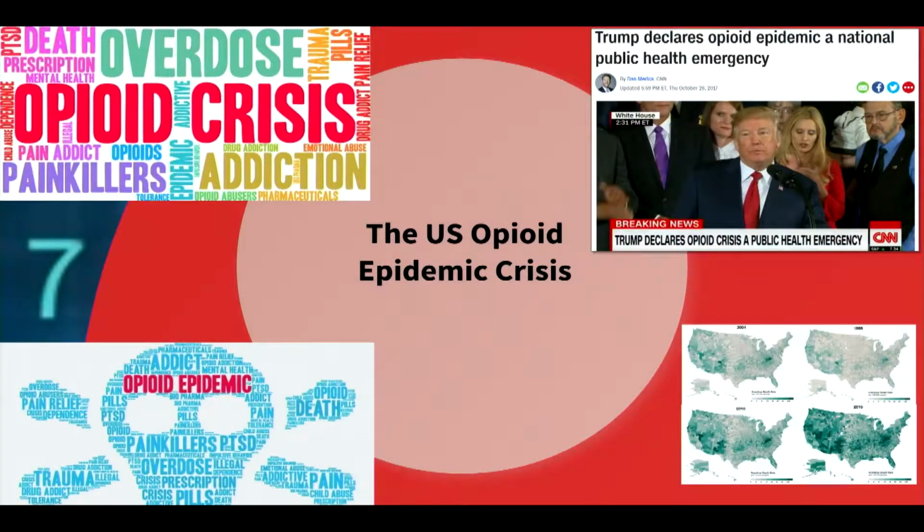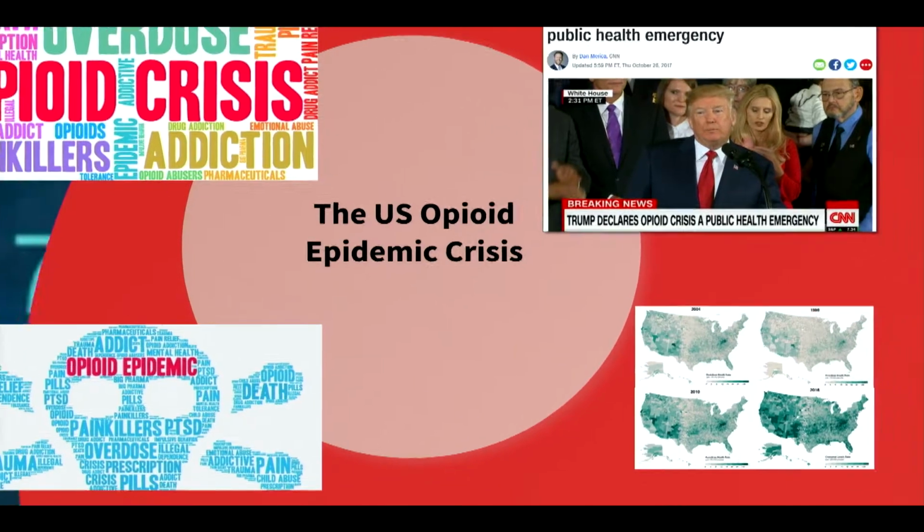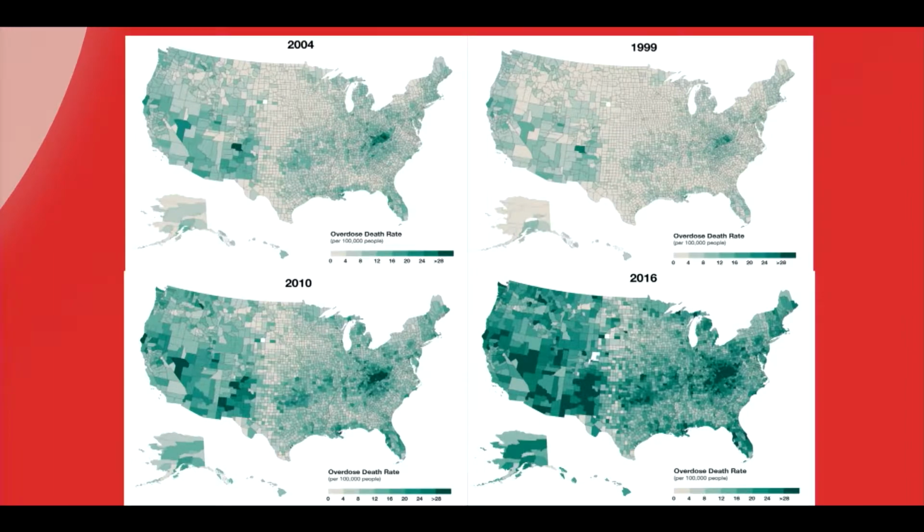Opioid overdose is currently a crisis in the United States. Every day on the news you hear keywords such as opioid addiction and painkillers. It was declared a public health emergency in 2017, and as you can see here, the rate of opioid overdose deaths is increasing rapidly, especially in recent years.